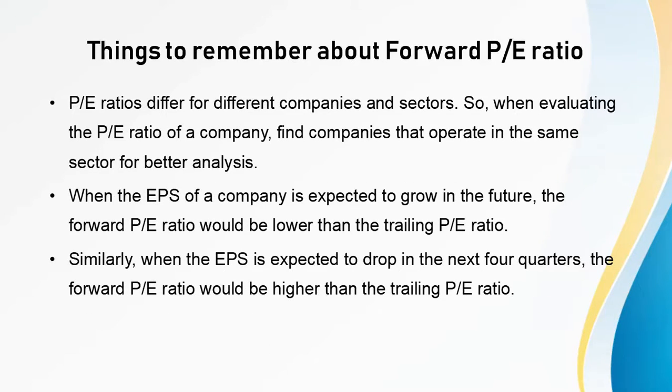Now, things to remember about the ratio. The PE ratios differ for different companies and sectors. So, when evaluating the PE ratio of a company, find the companies that operate in the same sector for better analysis. When the earning per share of a company is expected to grow in the future, the forward PE ratio would be lower than the trailing PE ratio. Similarly, when the EPS is expected to drop in the next 4 quarters, the forward PE ratio would be higher than the trailing PE ratio.